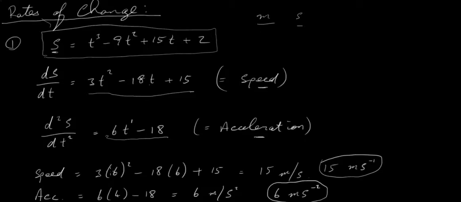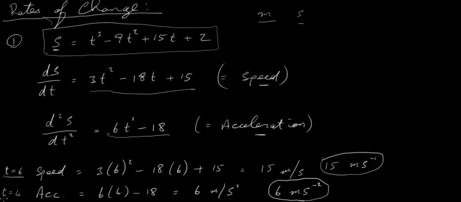So if we want to know, for example, here I've taken time t equal to 6 seconds. What's the speed? Well, you just take your speed formula here, put in 6 here and here, and you get 15 meters per second, or 15 m s^-1, which is another way of writing it. If you want to know the acceleration after 4 seconds, I've taken a time of 4 seconds here, so its acceleration will be 6 times 4 minus 18. That gives us 6 meters per second squared, or 6 m s^-2.